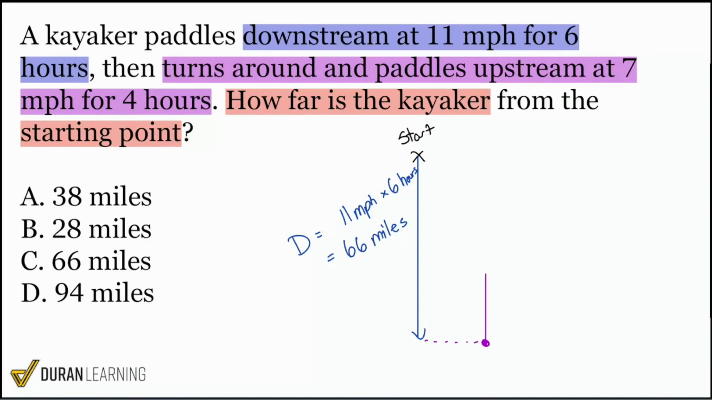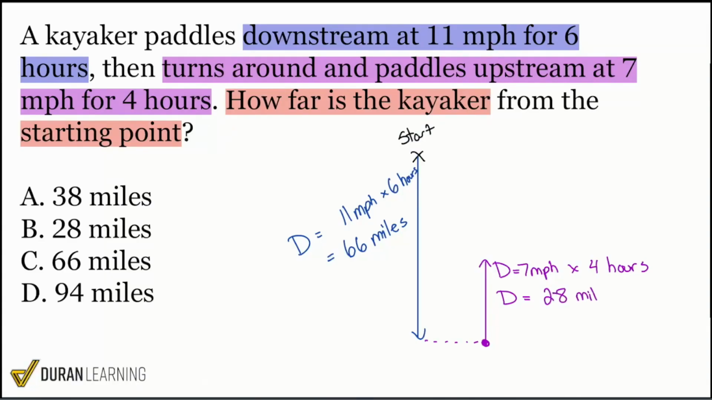And now we'll go upstream. And that's going to be a rate of 7 miles per hour for 4 hours. Help me out again, everybody. What is 7 multiplied by 4? Toughest question of the day. That's going to be 28 miles.